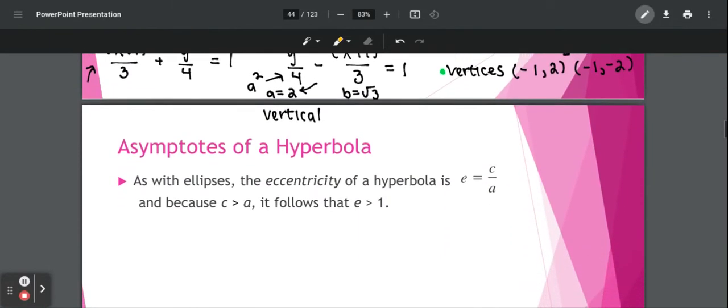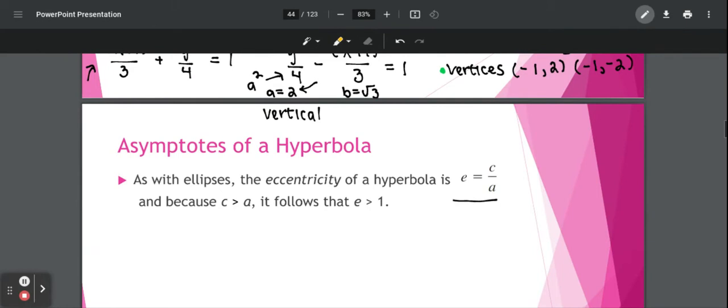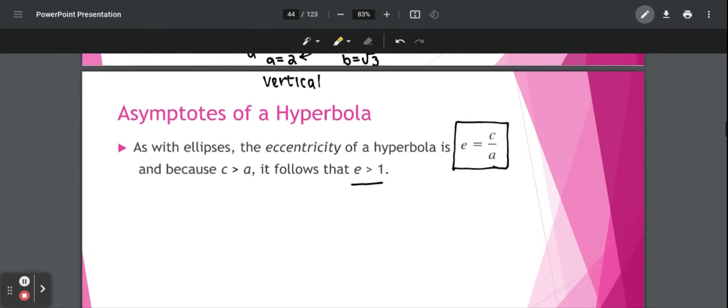So eccentricity for hyperbolas is still the same. You calculate it the same way. e equals c over a. But for a hyperbola, your eccentricity has to be greater than 1. So if you had a problem where they said the eccentricity was 2, you would automatically know it's a hyperbola since that value is greater than 1.